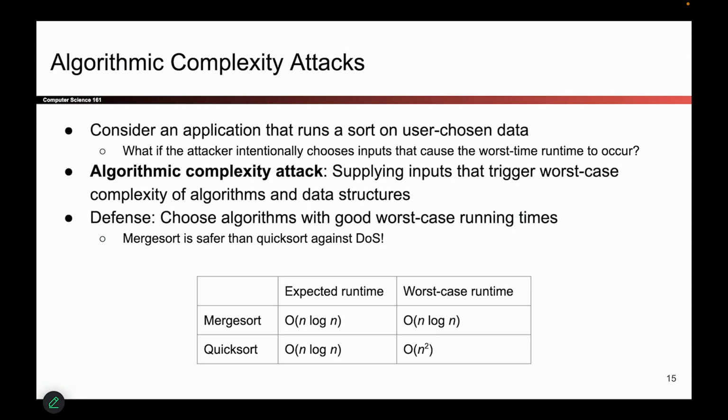More generally, maybe you're not building a sorting algorithm website. This is called an algorithmic complexity attack. And it leverages the idea that certain algorithms have certain inputs that cause worst case behavior. And if you're an attacker, you can try and exhaust resources by inputting those worst case inputs on purpose to cause the sorting algorithm or whatever algorithm it is you're using to have the worst behavior and exhaust the most resources.